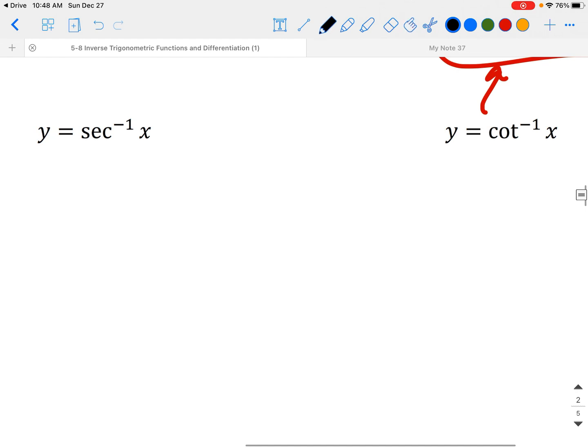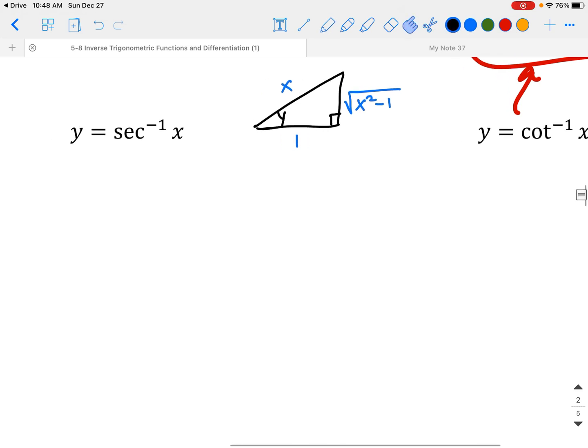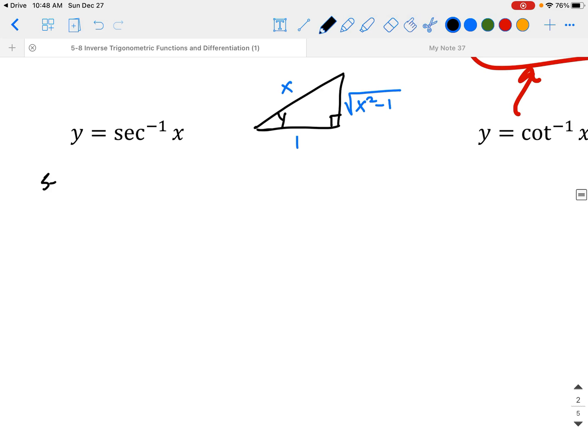So secant we can work out pretty quickly. So we'll work out secant here. So we've got y. So secant is hypotenuse over adjacent, which means that on this side, now we're going to have rad x squared minus 1. You can check that with the Pythagorean theorem. So we'll just take the secant of both sides and then differentiate both sides with respect to x.